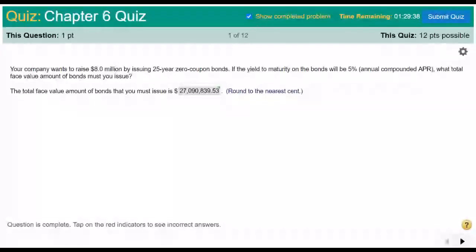So look at this, right? Your company wants to raise $8 million by issuing a 25-year zero coupon bond. If the yield to maturity on the bonds will be 5% annual compounded APR, what's the total face value amount of the bond you must issue? Now, when you guys go work for a large firm, these are the kind of numbers that you will see. It could be 27 million, it could be 270 million, right?